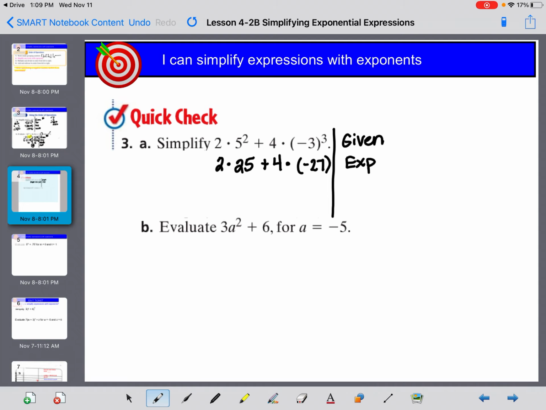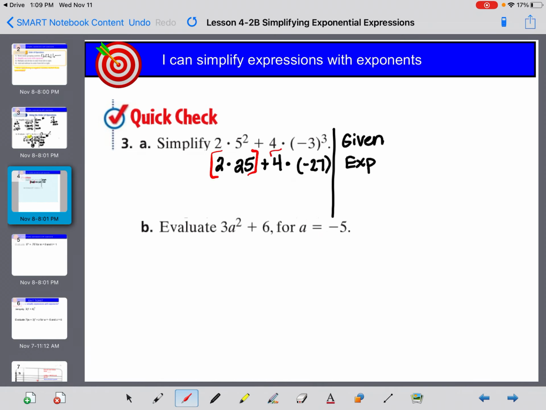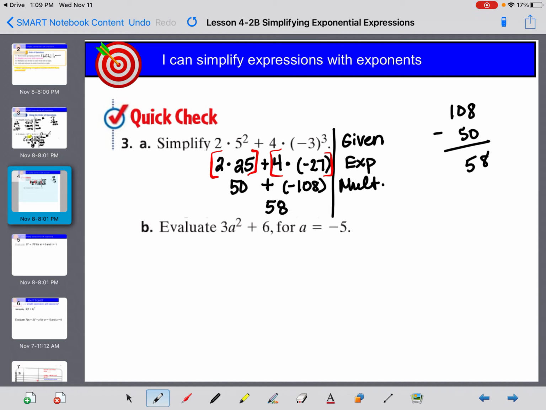The next step is to multiply or divide in the order it occurs in the problem. From left to right, I have this and this. 25 times 2 is 50. 27 times 4 is -108. When I have a negative, then I multiplied. Let's write that in there. If I have a positive and a negative being added together, I learned that I subtract the two numbers and give it the sign of the bigger number, or the bigger absolute value. So -58, and I added.